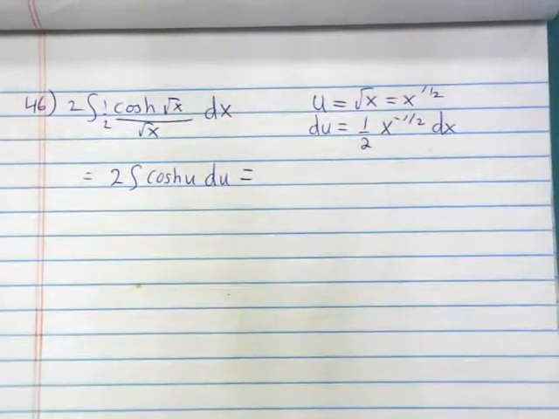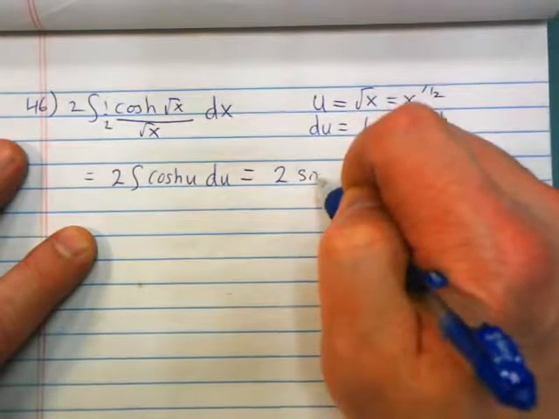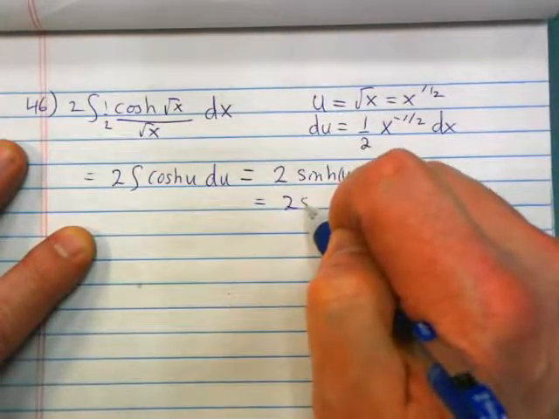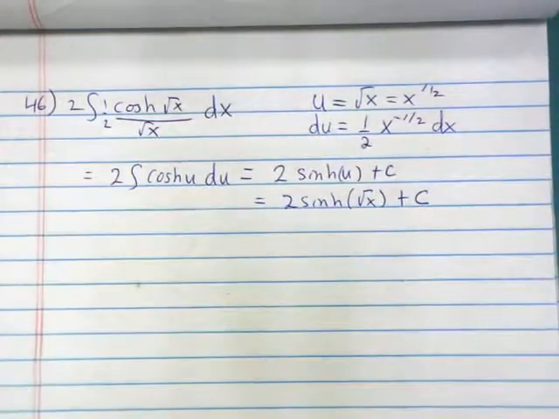What's the antiderivative of hyperbolic cosine? Hyperbolic sine. So this is 2 hyperbolic sine of u plus c. Final answer is 2 hyperbolic sine square root of x plus c.